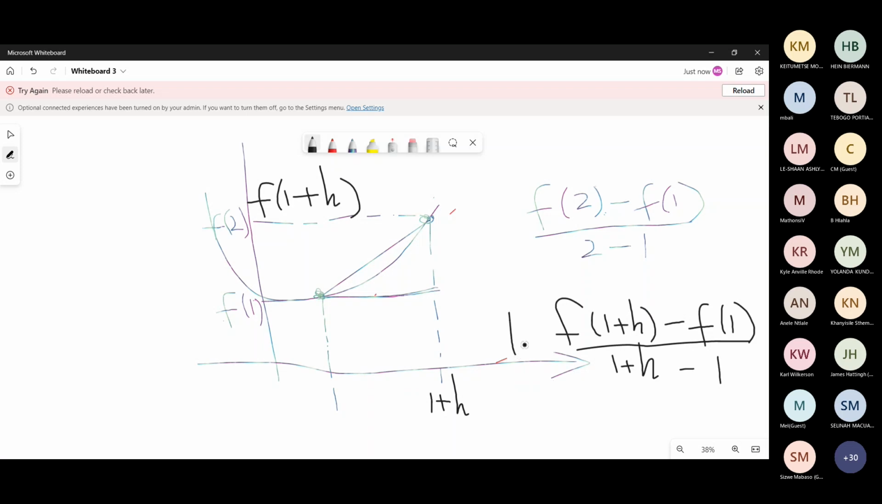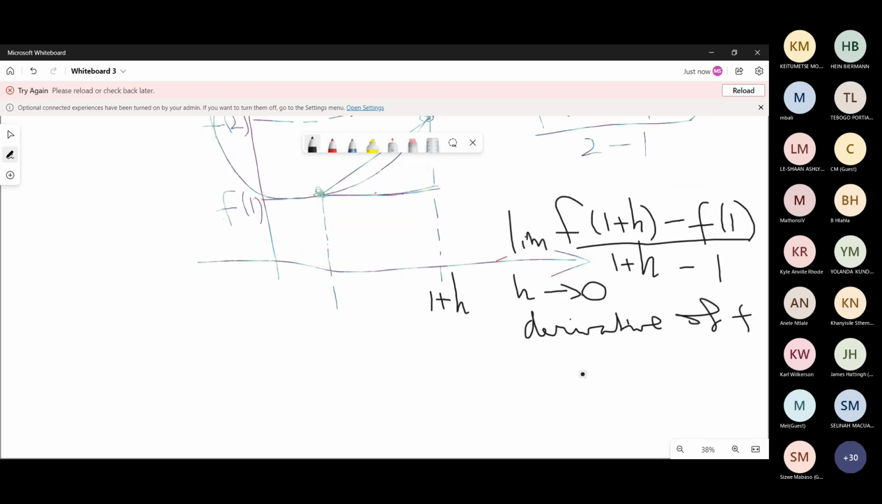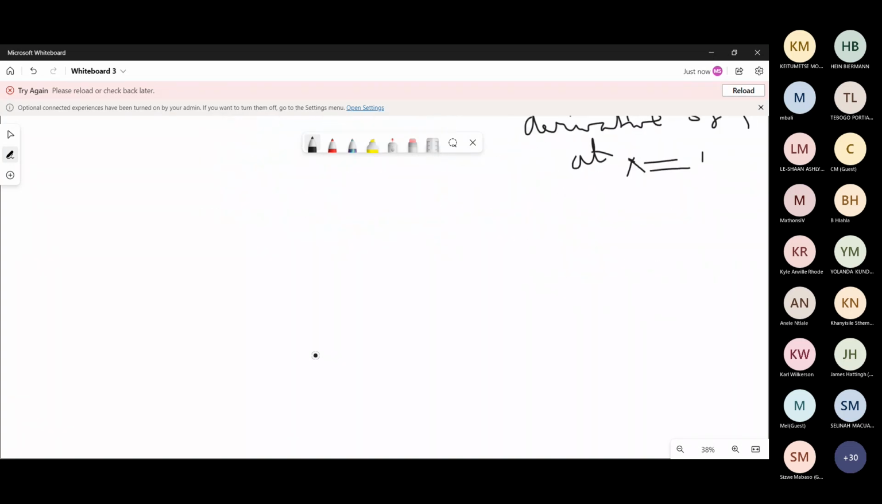And when this difference h goes to 0, this limit is called the derivative of the function f at the point x equals 1. I'm sure very few understood even what I'm talking about so far. Let me take maybe another example to bring you back to what I'm saying.